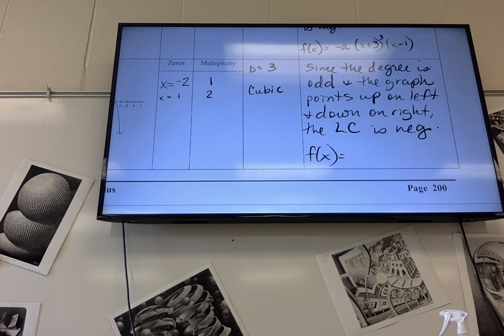So, Justin, tell me what the possible equation is. X plus 2, and then X minus 1 squared. Okay. And then the leading coefficient is supposed to be what? Negative. So what do I need to put here? Put negative on that. There you go. That's absolutely right. Questions?